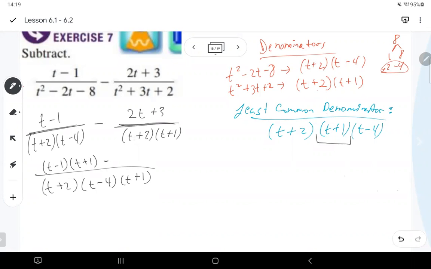For the second one, and I'll color code this for you guys if you need it, the second one, you had t plus 2, t plus 1, so you need t minus 4. So we'll do 2t plus 3 times t minus 4.